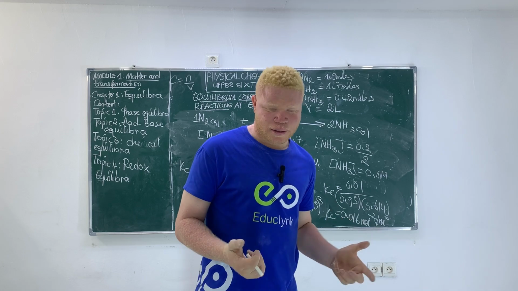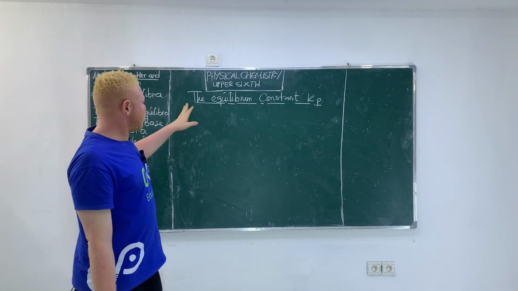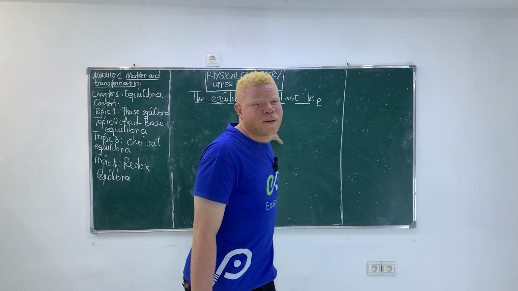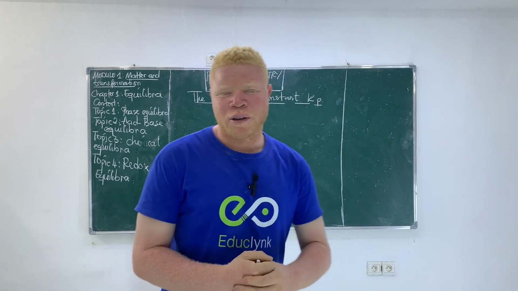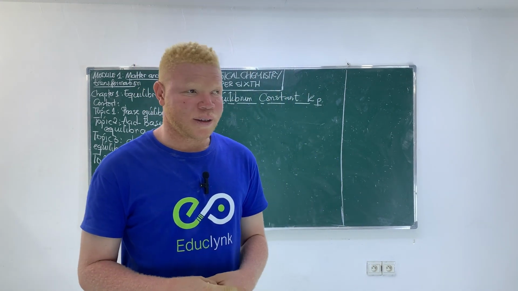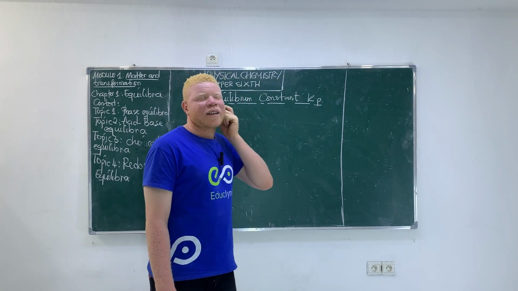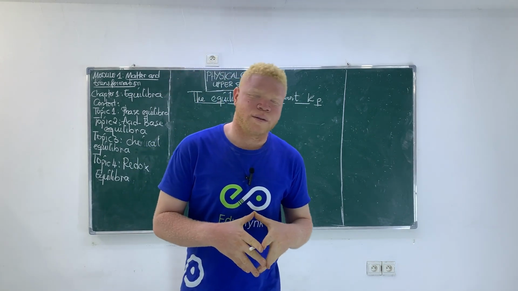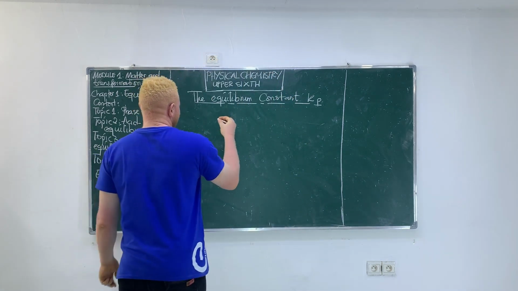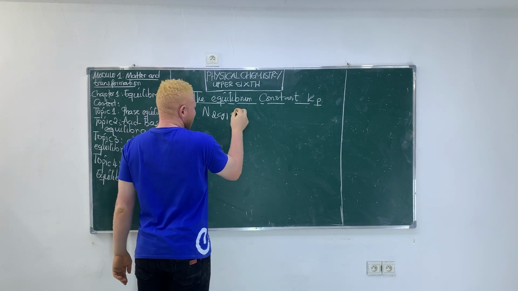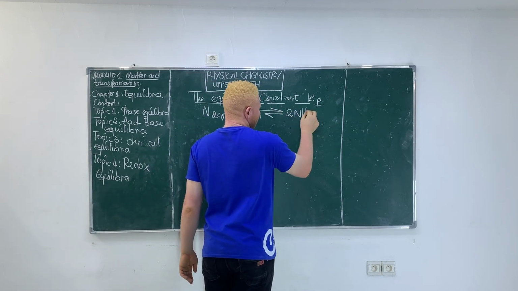For reactions involving gases. So, topic 3, chemical equilibrium. I'm going to see the equilibrium constant Kp. We saw the equilibrium constant Kc. There's a relationship between Kp and Kc. I'm going to give you the mathematical relationship at the end of the class. The equilibrium constant Kp, as I said earlier, is mostly involved with gases. So, consider the reaction below. The reaction is N2 gas plus 3H2 gas, a reversible reaction giving 2NH3 gas.